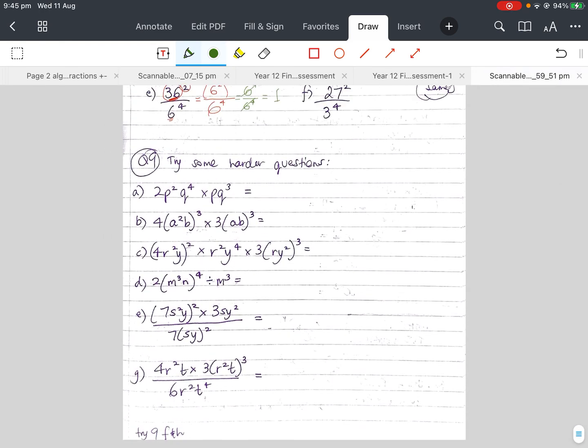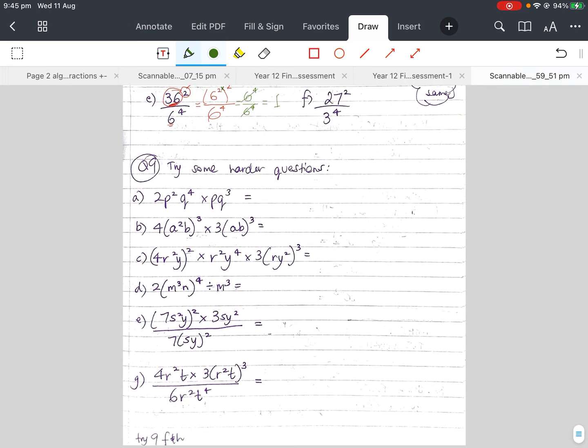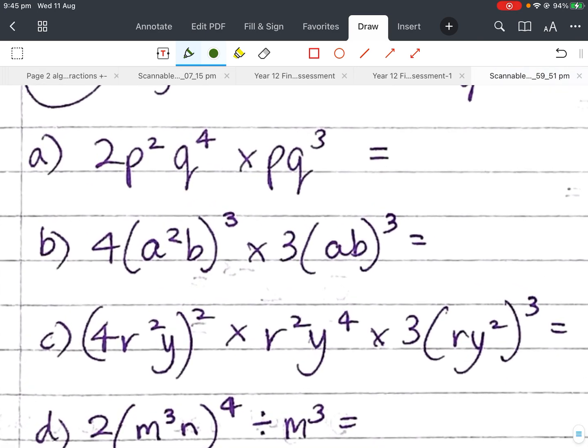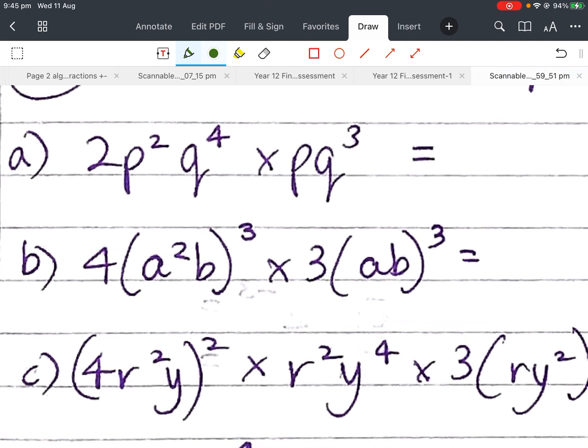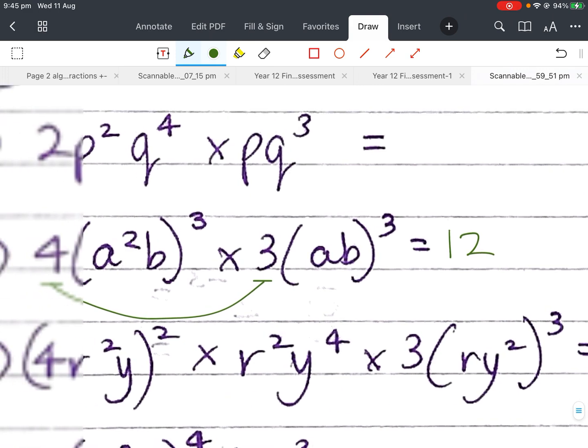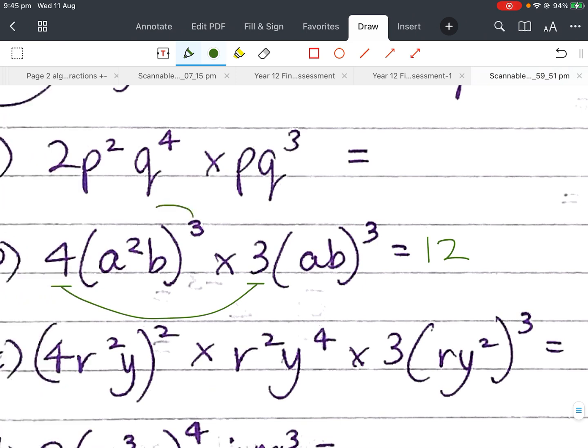Okay, here are some harder ones. I'm going to do 2 of them, and then I'm going to bed. Alright, I'm going to leave you with A, because I reckon you might be able to do A on your own. Let's have a go at B. Now these numbers are out the front. If they're out the front, you can just multiply them together. 4 times 3 is 12. So now I have to distribute this 3, because it's on the outside of the brackets, with both of the letters on the inside. So I'm going to do that first.